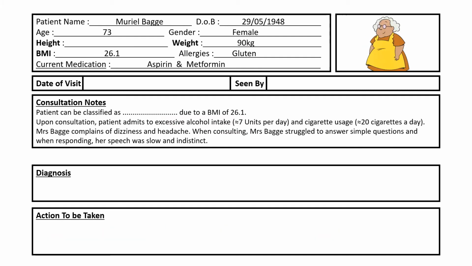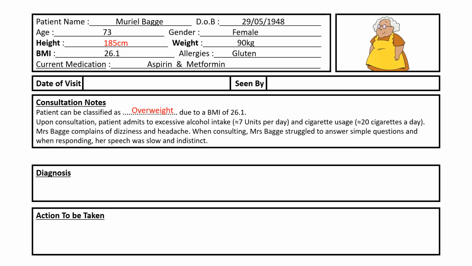Our last patient is Muriel Bagg. A more complicated rearrangement is necessary to calculate her height this time. Once we have rearranged the equation, we can find her height to be 185 centimeters or 1.85 meters. As her BMI is 26.1, we conclude that she is overweight.